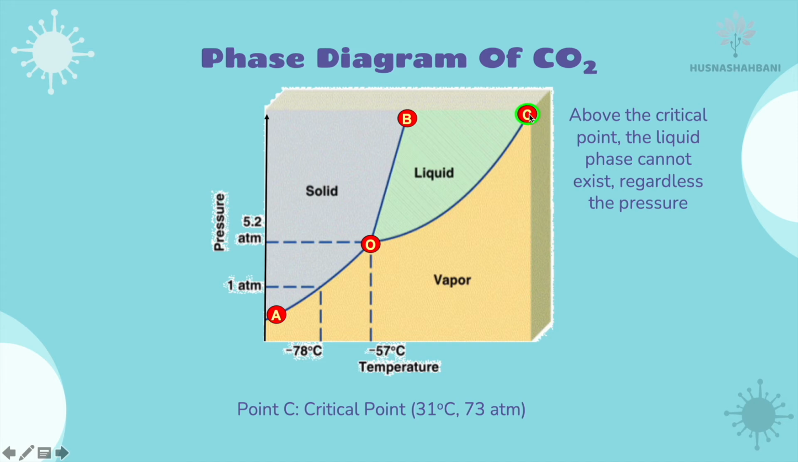Here, critical point. Above the critical point, the liquid phase cannot exist anymore. This is the highest point where liquid and gas can be found for carbon dioxide. Above this point, liquid cannot exist anymore regardless of pressure. It is at the temperature of 31 degrees Celsius and at the pressure of 73 atmospheric pressure. That's the critical point for carbon dioxide.